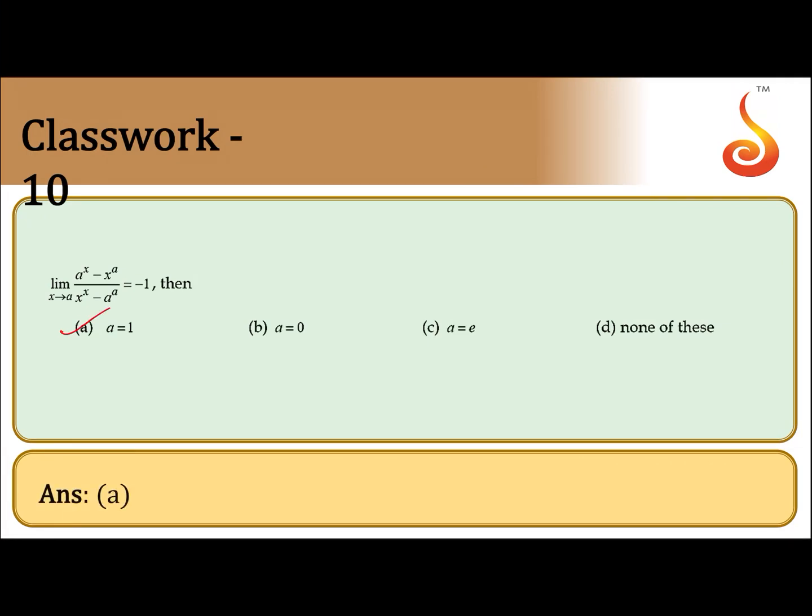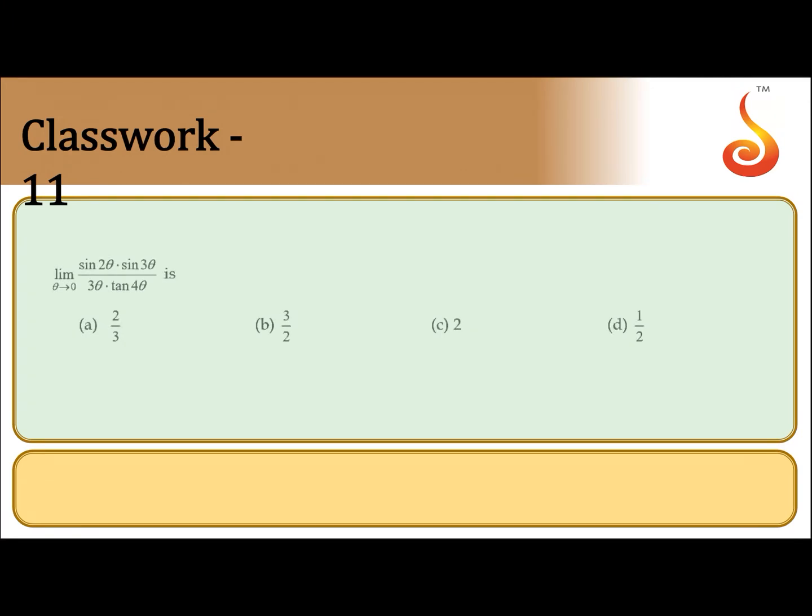A is equal to 1, clearly satisfying the result. Coming to the next one, sin 2 theta, sin 3 theta. Remember the technique that in case of sine and tan, sine inverse and tan inverse functions can be replaced by the corresponding angles as theta tends to 0. So I can as well write sin 2 theta is nothing but 2 theta itself.